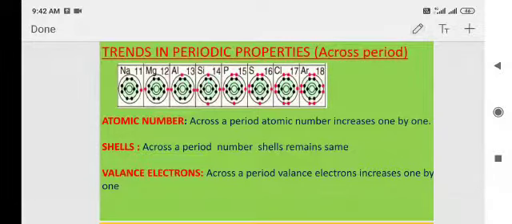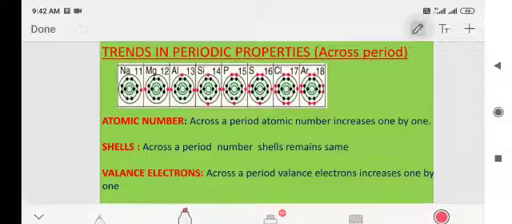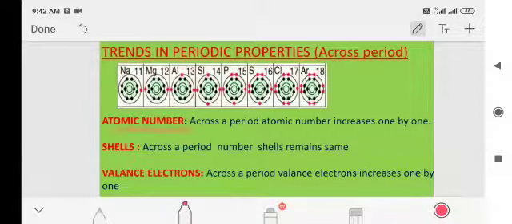The first point is atomic number. Just see here, atomic number. The atomic number of sodium is 11, magnesium 12, 13, 14, 15, 16, 17 and 18. Across a period, you see that atomic number increases one by one. That is the trend of atomic number across a period. While you move across a period, atomic number increases one by one. That's all. Then the second point, about shells. If you take this, this is the third period I placed in front of you.